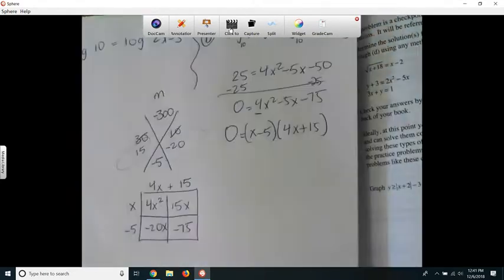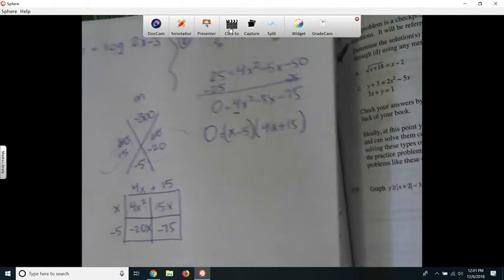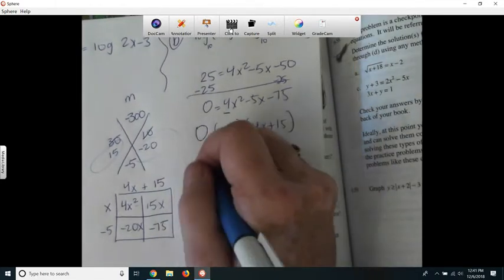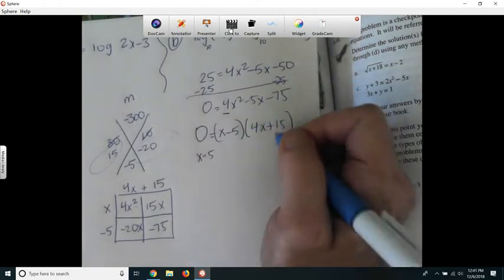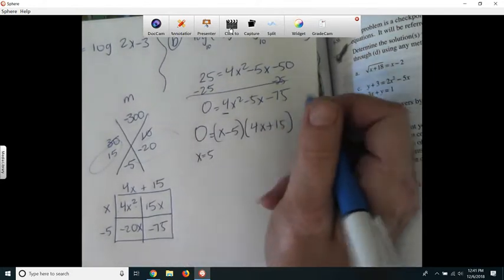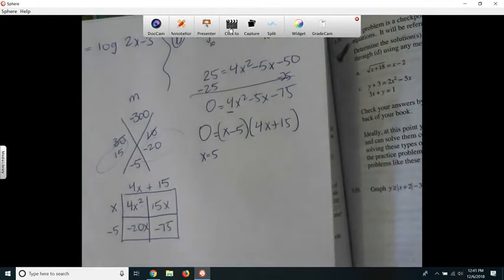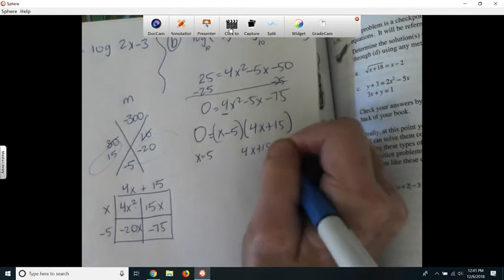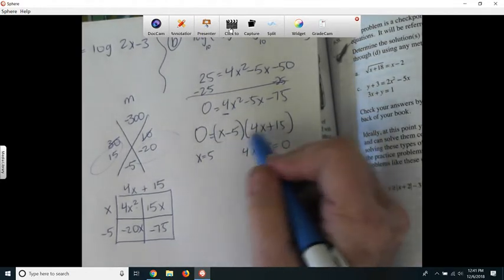I have a 0 here, so I'm going to use the zero product property on it. x minus 5 equals 0, so that gives me x equals 5. And then this one, I could do it in my head. It would probably be negative 15/4, but I'll show it. 4x plus 15 equals 0. I'm setting each of these two factors equal to 0.